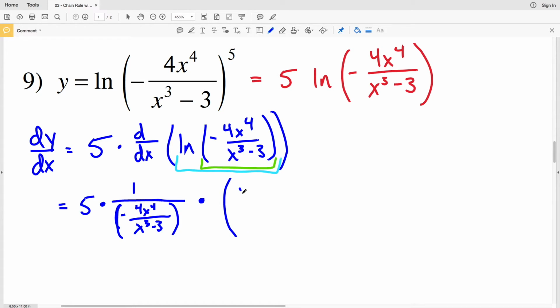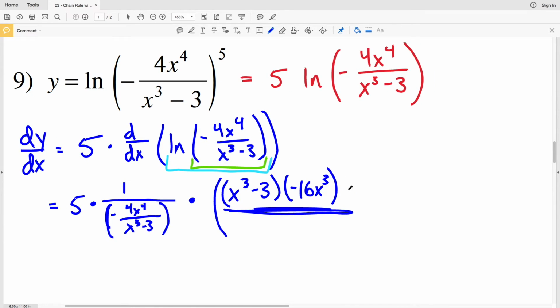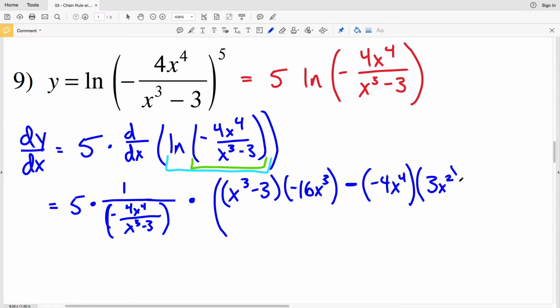So low is x cubed minus 3 times the derivative of high. The derivative of negative 4x to the fourth is negative 16x cubed. So here we have low d high, and we're going to subtract high d low. So subtracting that numerator of negative 4x to the fourth times the derivative of the denominator, the derivative of x cubed minus 3, which is 3x squared.